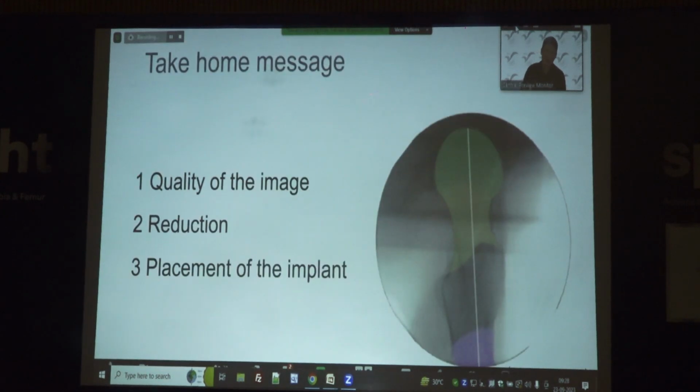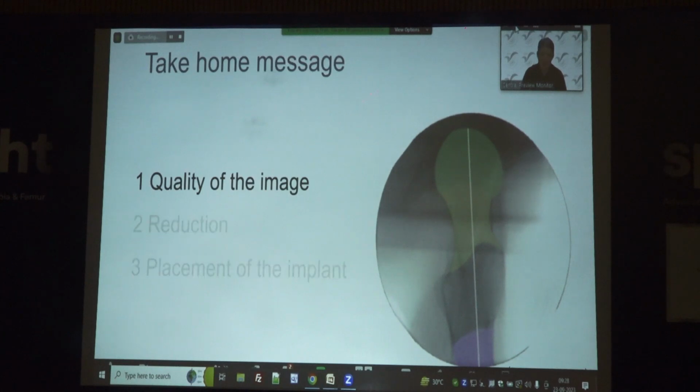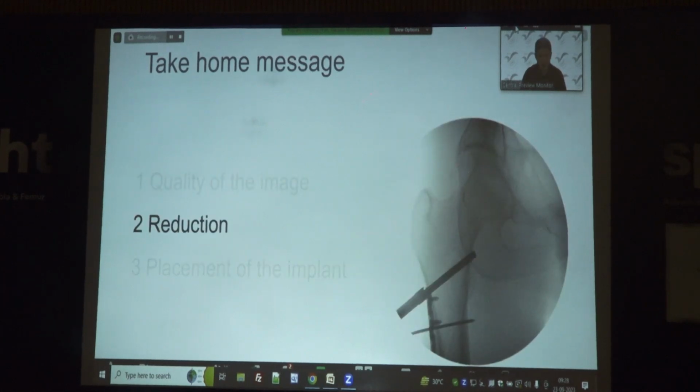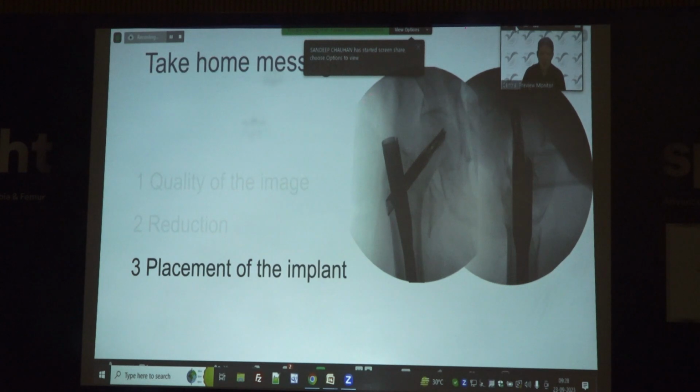So the take-home message from my talk is the quality of image. Try to place your image in the center position where you want to see it. And also the reduction. So use whatever necessary, slightly open it up, collinear clamps or any kind of Weber clamps, K-wires, plates, anything to get the reduction. And also the placement of the implants is crucial.